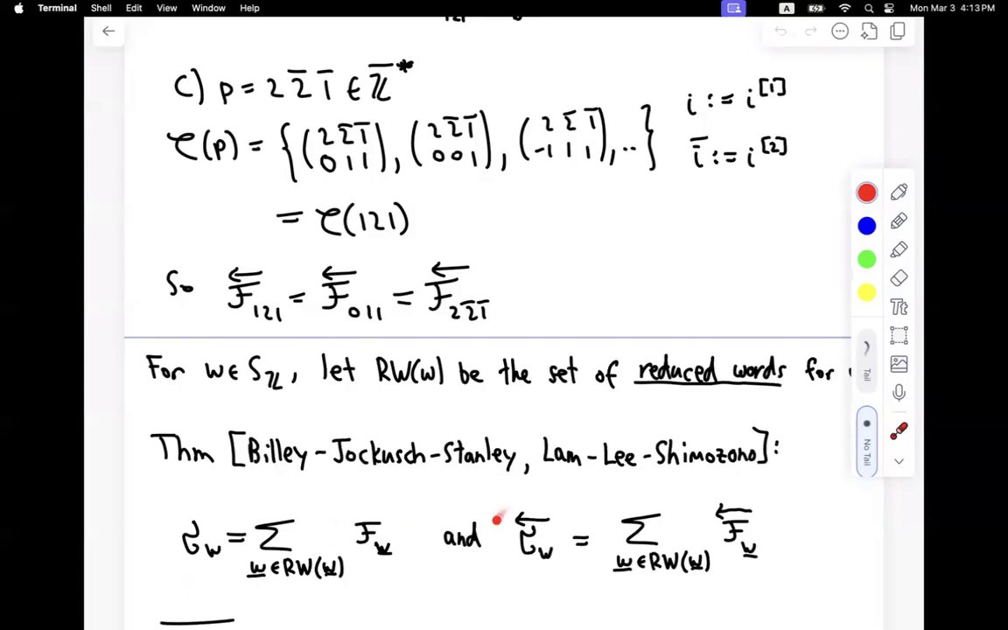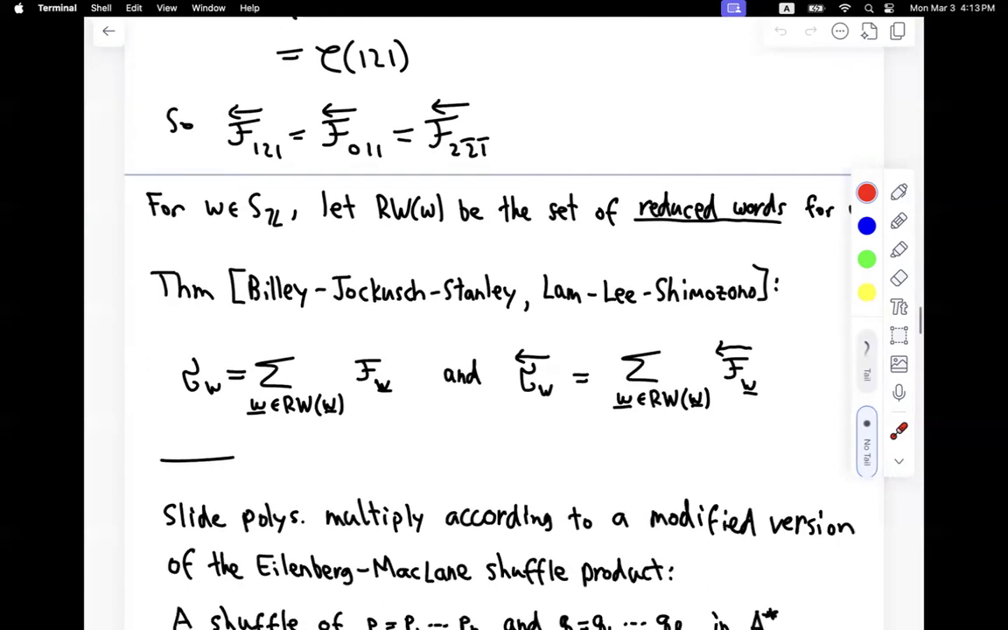And similarly, the backstable Schubert is a sum over that same set of reduced words, but it's the backstable fundamental slides. And like I mentioned earlier, the Billey-Jockusch-Stanley formula comes far before the explicit definition of slides. And so they wrote this as a particular sum. They didn't use that terminology, but that function does appear in their work.